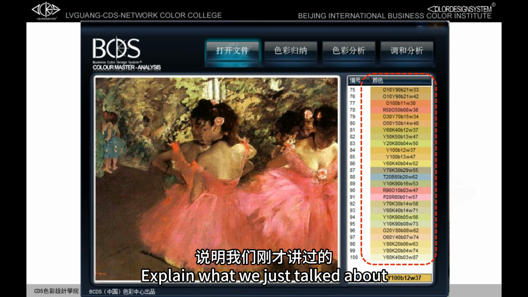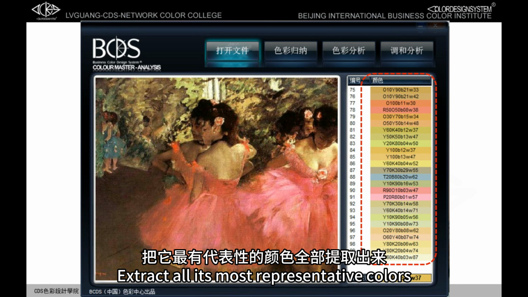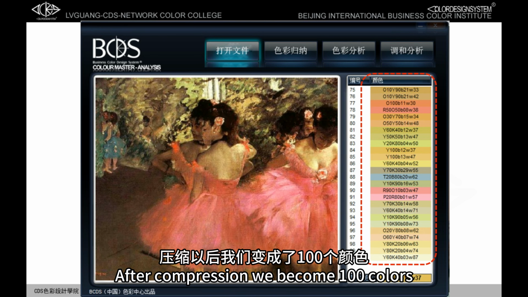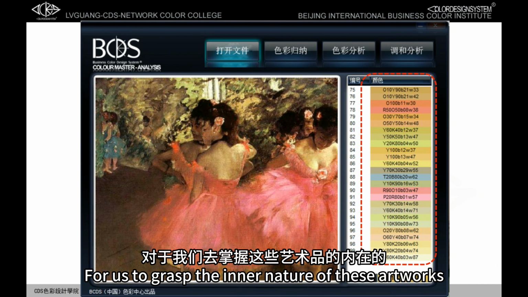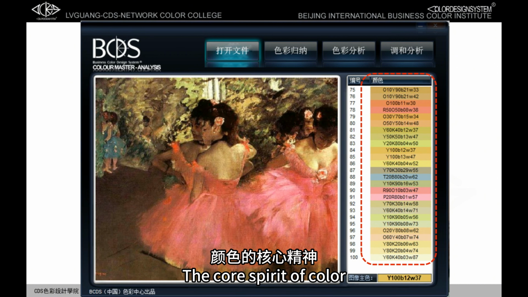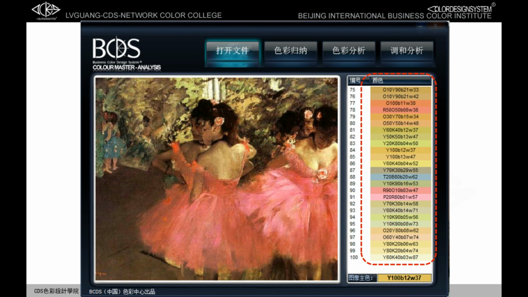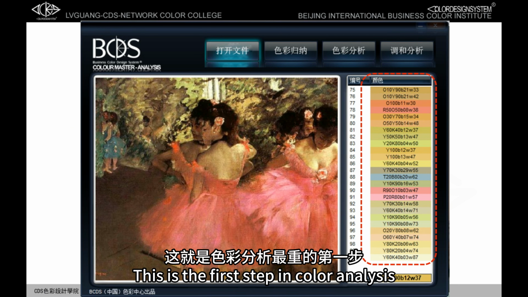Explain what we just talked about. In this color work, there are tens of thousands of colors. The AI approach extracts all its most representative colors. It's highly concentrated and compressed. After compression, we become 100 colors. For us to grasp the inner nature of these artworks, the core spirit of color, it did the most extensive generalization and organizational work. Turn tens of thousands of colors into 100 colors. This is the first step in color analysis.